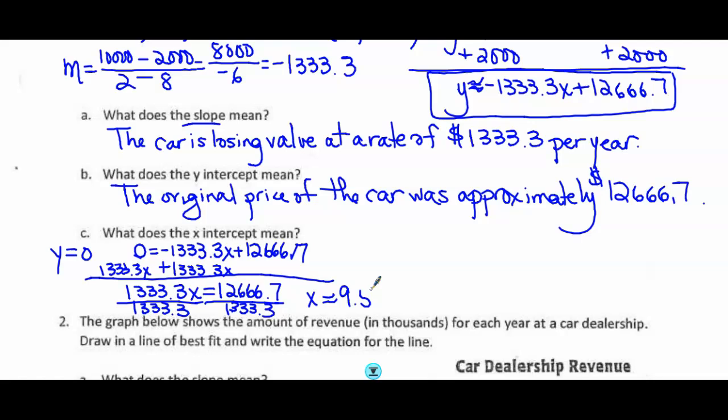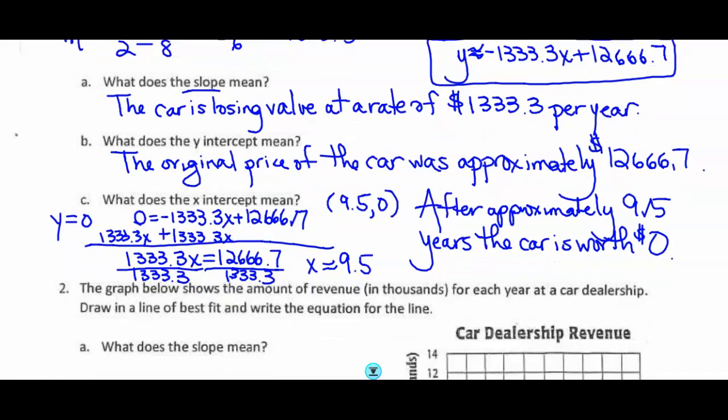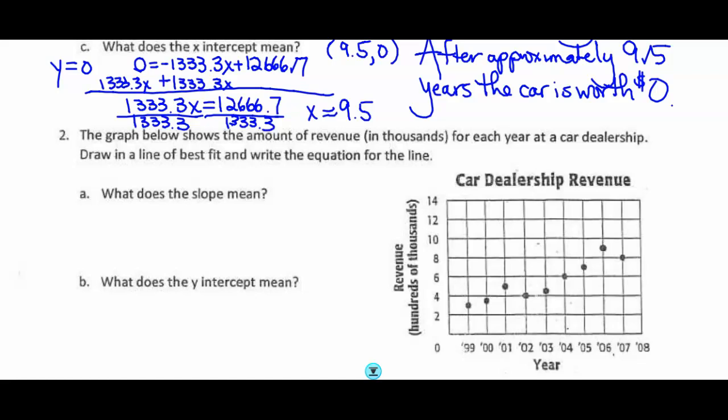So the x-intercept is 9.5, which means after approximately 9.5 years, the car is worth $0. Alright? Let's try one more, and then you can try some on your own.